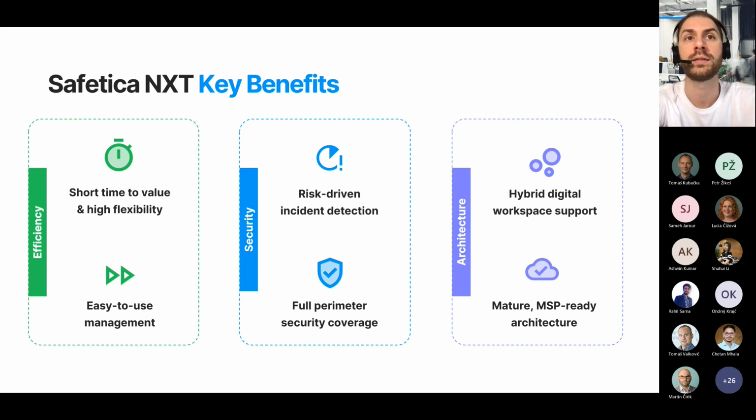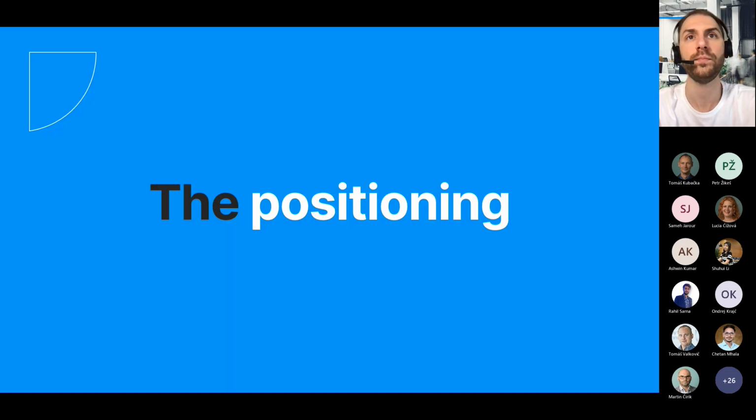By the way, it's not just the backend architecture, but also the level of the endpoint clients. There we take all the practice and things that we learned with Safetica One. The endpoint client has a very low impact on performance, let's say under 3% from our experience. So these are the three strategic pillars: efficiency, security, and architecture, and the key selling points for Safetica Next. And I also promised you to talk a little about the positioning.